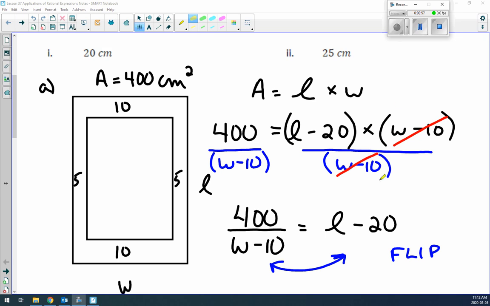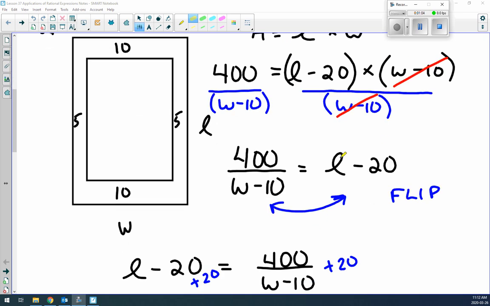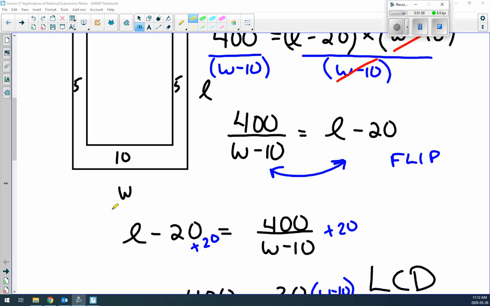Okay, so now we want to get L by itself. So what we do is divide both sides by W minus 10. So those reduce down, and you're left with L minus 20. We can just flip them around in case you want the L on the left-hand side. It's not a big deal. You can work with it the other way. How do we get rid of the negative 20? Well, we add 20 to both sides.